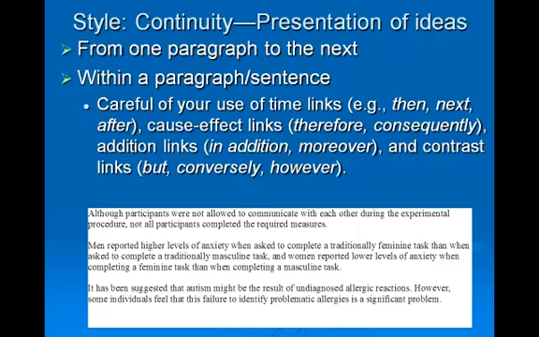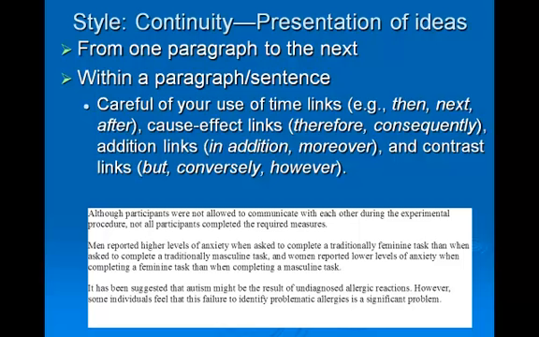Although participants were not allowed to communicate with each other during the experimental procedure, not all participants completed the required measures. What? If you read it quickly, it seems okay. But when you use "although," it tells the reader there's going to be an inconsistency here. So although this happened, the second part should contradict the first, and it doesn't. The fact that not all participants completed the measures isn't logically related to the fact that participants weren't allowed to communicate with each other. Right? So that's an illogical application of a linkage.